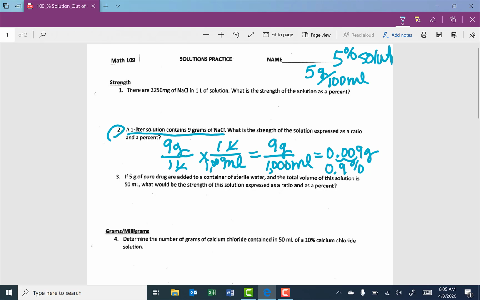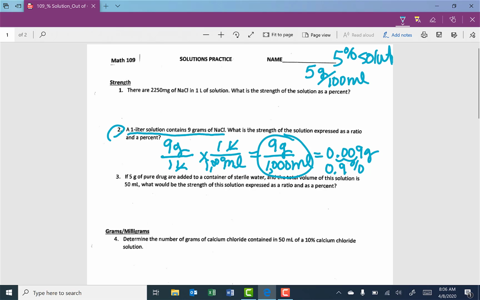How do you express that as a ratio? Well, that would be a fraction form. That would be this format here, the 9 grams over the 1,000 milliliters. Okay, let's try another one that's a little bit harder.